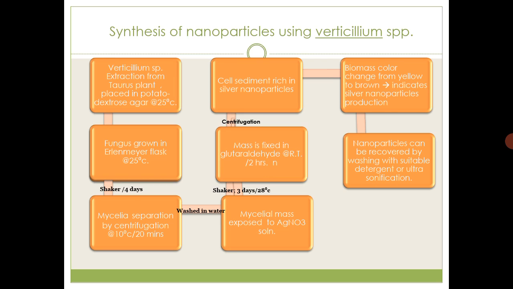After this, the silver nanoparticles can be separated and recovered by washing with a suitable detergent or processes such as ultrasonification. Now, one important point to be noted in this process is that Verticillium does not die even if it is exposed to the AgNO3 solution. This property is not present in every species, and therefore this is a very unique property of Verticillium. Hence we are using this species for the silver nanoparticle synthesis.